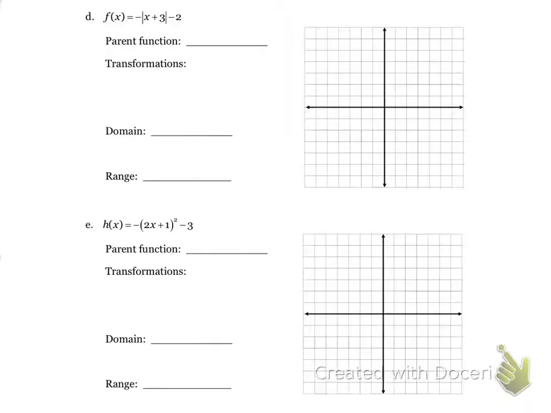Okay, graph D is an absolute value function. And the transformation on this is a vertical reflection, because we have that negative on the outside. We're going to go left 3 and down 2. Okay, so the origin is 0, 0, but then when we vertically reflect that, that doesn't change it because it's at 0. And then we're going to go left 3, down 2.